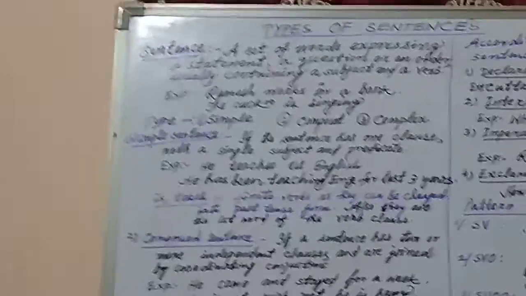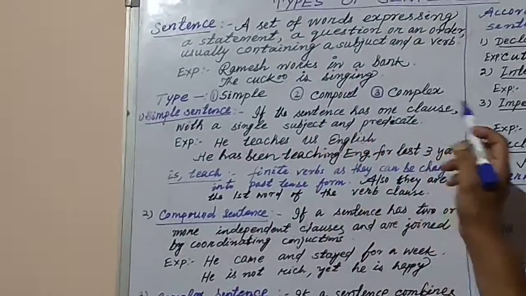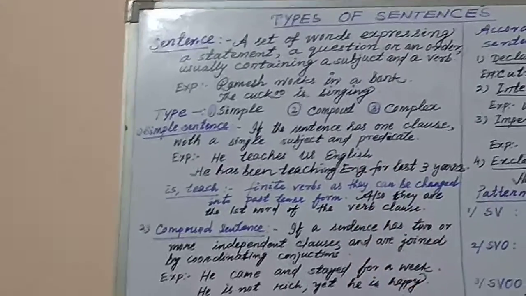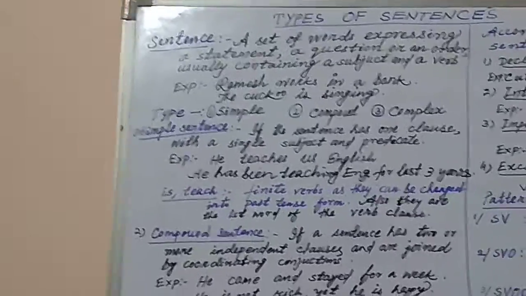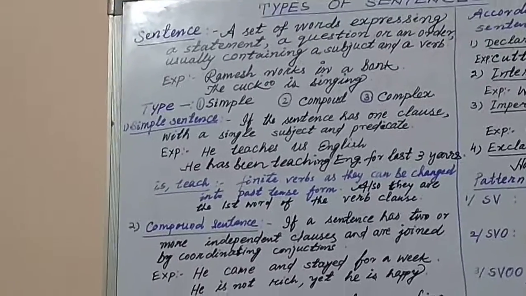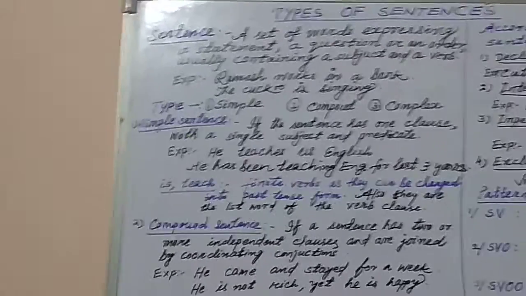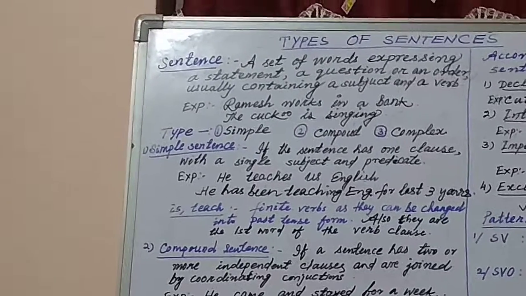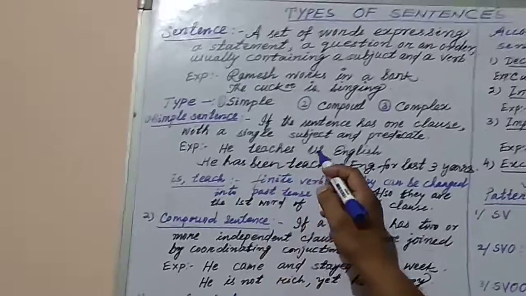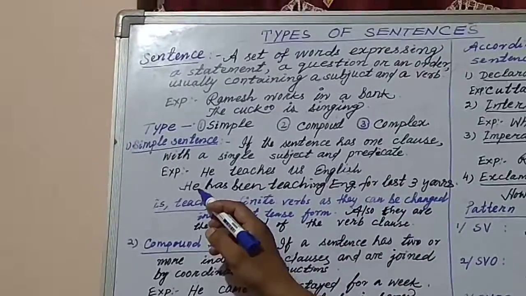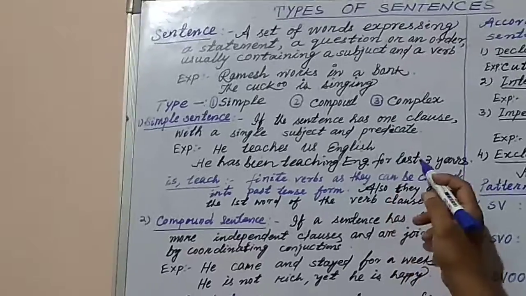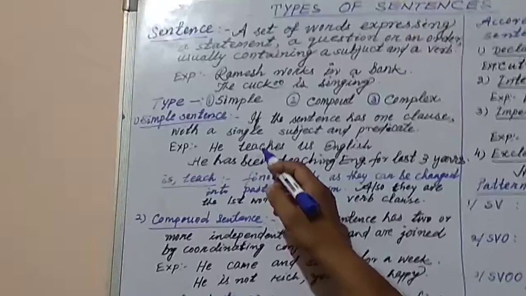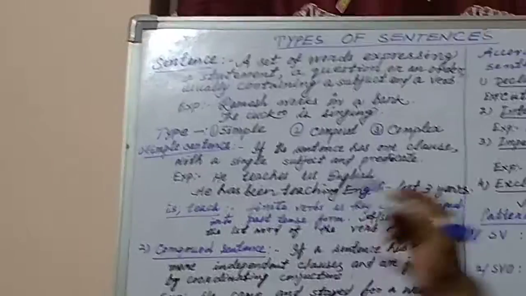Dear learners, if the sentence has one clause with a single subject and predicate, that means only one subject with a predicate, then it is known as a simple sentence. For example, he teaches us English. Another sentence: he has been teaching English for last 3 years. In the first sentence, he is the subject and teaches us English is the predicate.